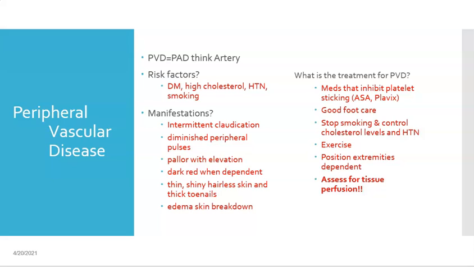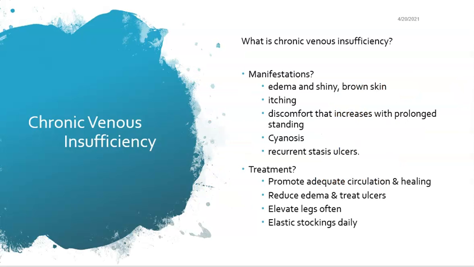And remember how you're going to do that. So you're going to do your cap refill. What else? Chronic venous insufficiency. Okay. So manifestations: edema, shiny skin, itching, discomfort that increases with prolonged standing, cyanosis, and recurrent stasis ulcers, which are going to be completely different than a pressure ulcer or a diabetic ulcer. Promote adequate circulation and healing, reduce edema, treat ulcers, elevate the legs, and wear elastic stockings.